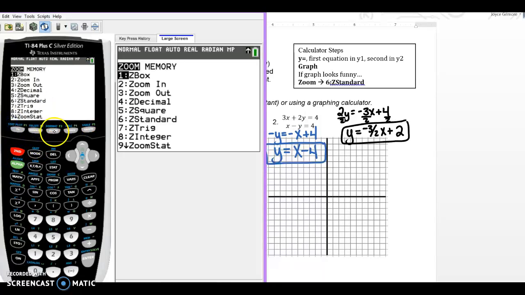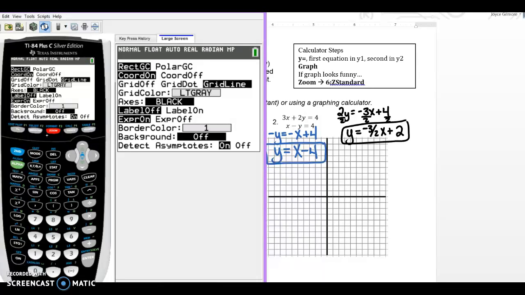So if you push second format, these are all of the settings for the graph, for how your graph looks. This is the format of your graph. Notice on the third line, it says grid off, grid dot, or grid line. I have grid line selected, so you can change that setting. You can even change the color of your grid lines. Light gray is usually the best one. So if you're ever wanting your graph to look different, go into second zoom and that will give you the format options that you can have.